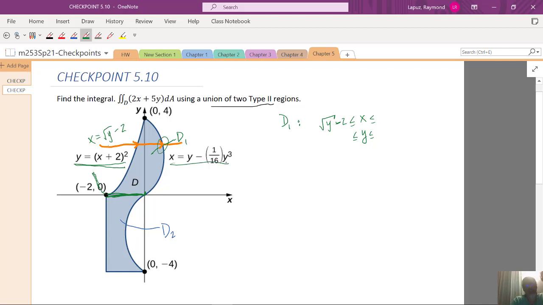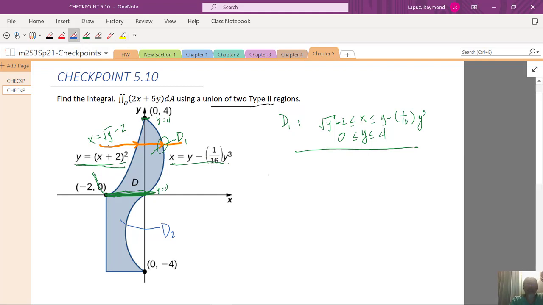And the upper limit, if you tilt your head sideways, or the function on the right, which is an x function already, is a function of y, so we just need to write down what that is, and that's y minus 1/16 times y cubed. Once we know that, the outer limits, the last limits that we deal with, are always going to be constants, and with respect to y, this is y equal to 0 to y equal to 4, so it's just going to go from 0 to 4. And here is our first set of limits.